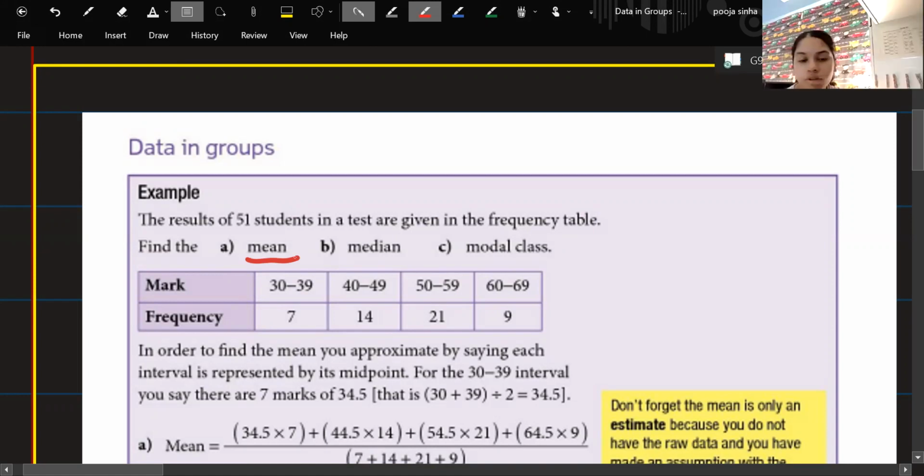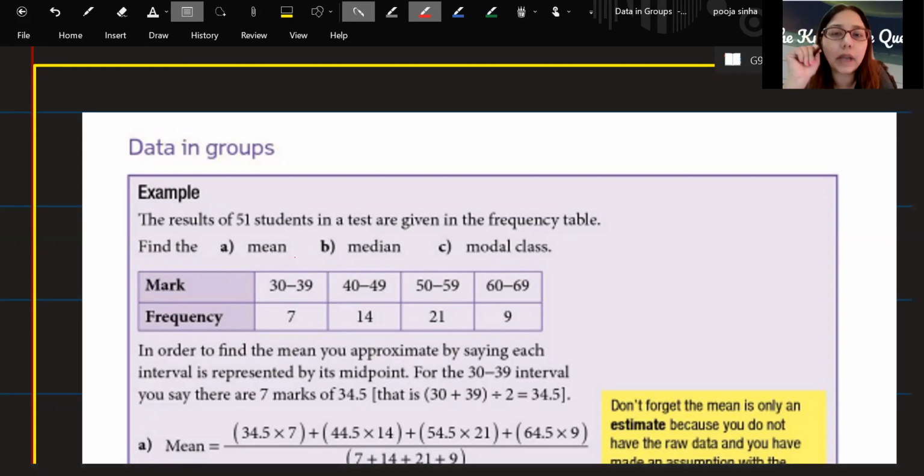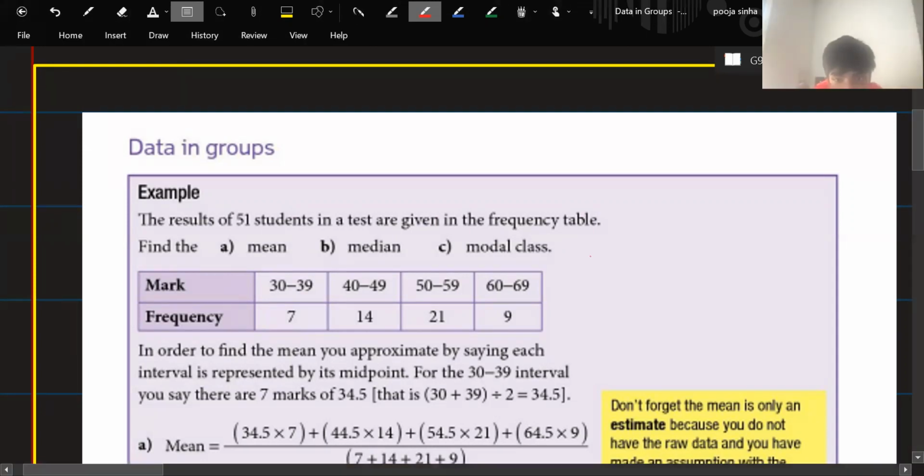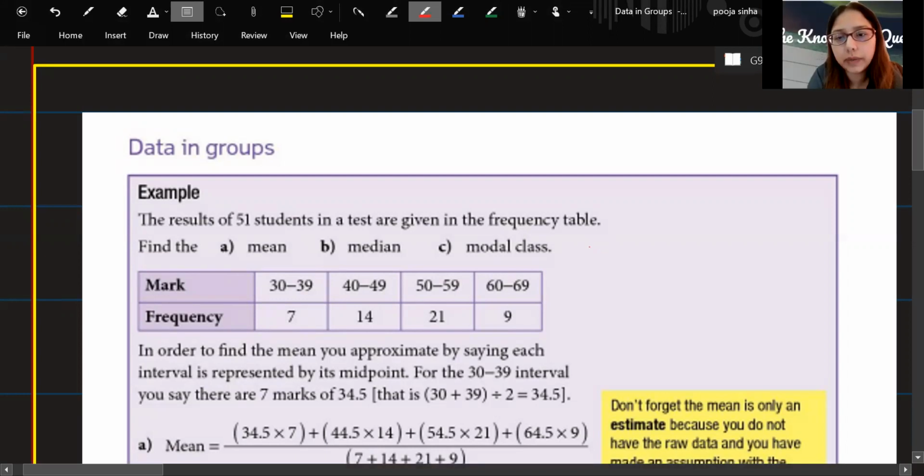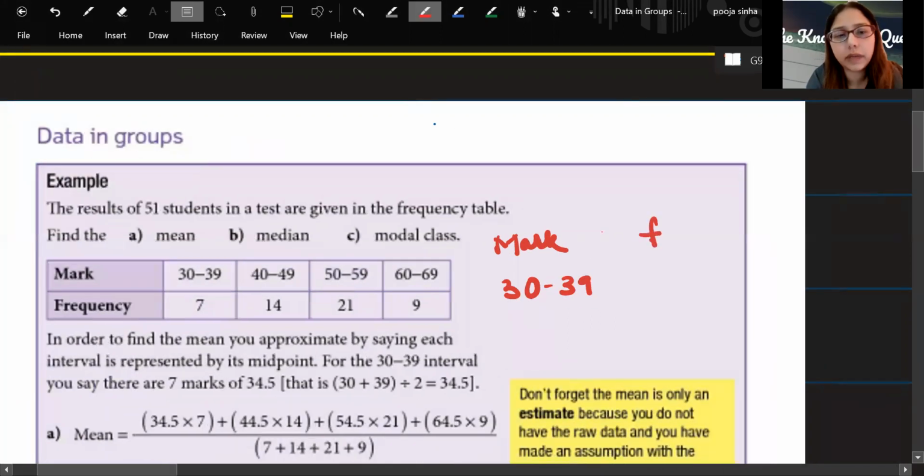We have to get the middle number, the midpoint always. Okay, so how do you find the midpoint in these? Add the marks, so 30 plus 39, and then divide by 2. Right. So you are doing the same thing here. You make your table, your marks. The marks are from 30 to 39. Then you put your frequency here. The frequency for this particular one is 7.